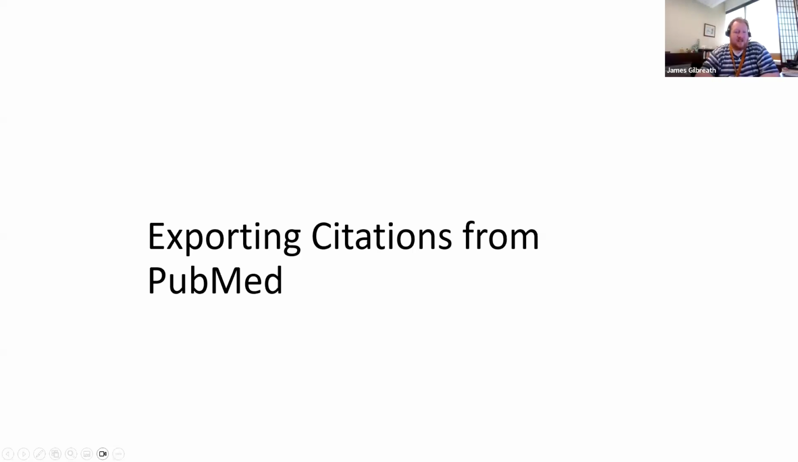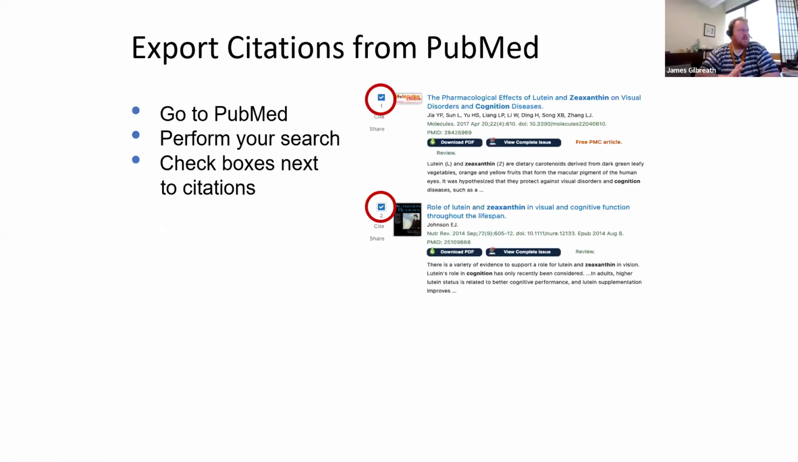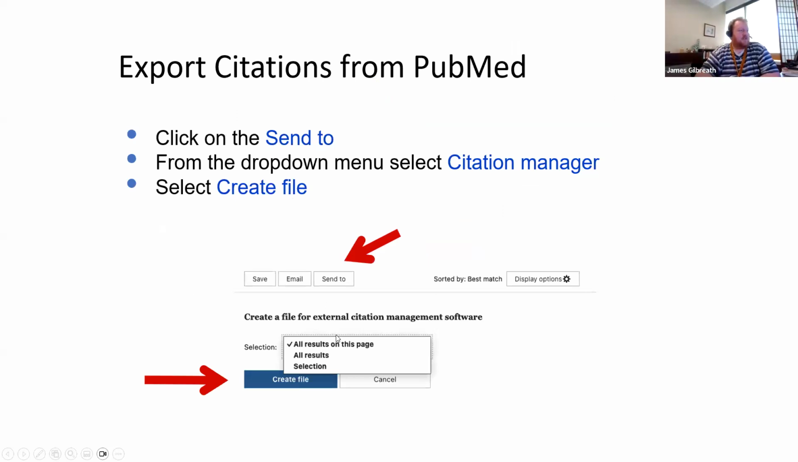So how do you export citations from PubMed? You go to PubMed, you run your search, and there are two ways you can do this. You can select individual articles that you want to export and then import into your EndNote library, or when you go to Send to Citation Manager and Create File, you can choose the results you've selected, or you can do something like all results.